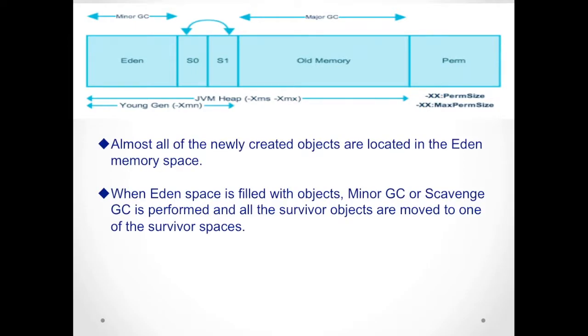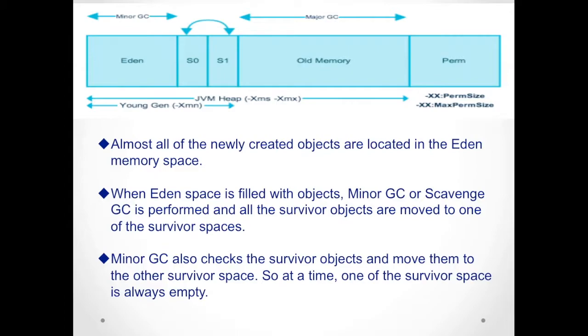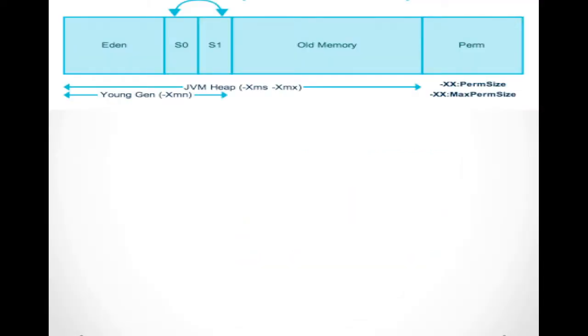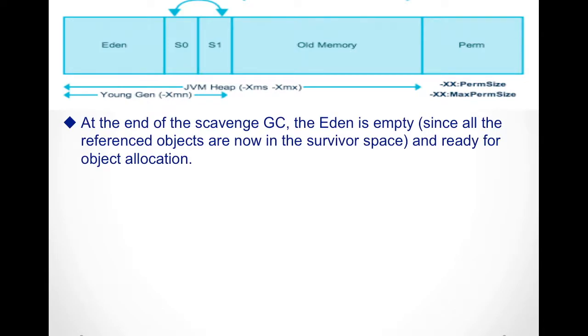When Eden space is filled with objects, minor GC or scavenge GC is performed and all the survivor objects are moved to one of the survivor spaces. Minor GC also checks the survivor objects and moves them to the other survivor space. So at a time, one of the survivor spaces is always empty. At the end of the scavenge GC, the Eden is empty, since all the referenced objects are now in the survivor space and ready for object allocation.